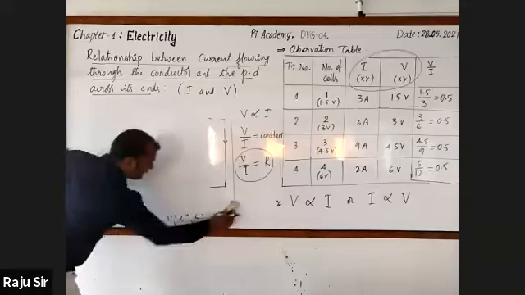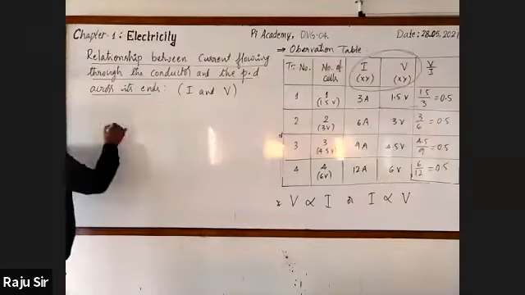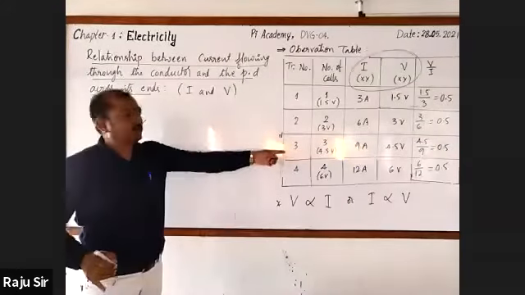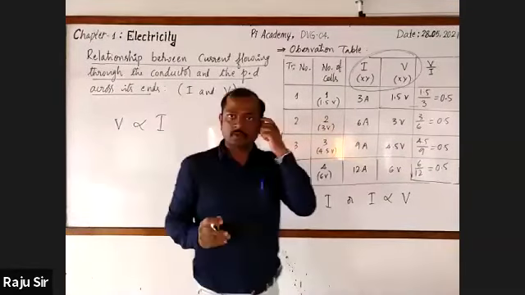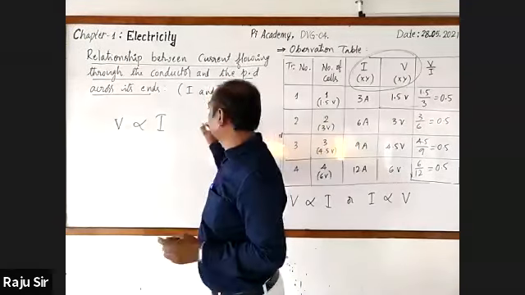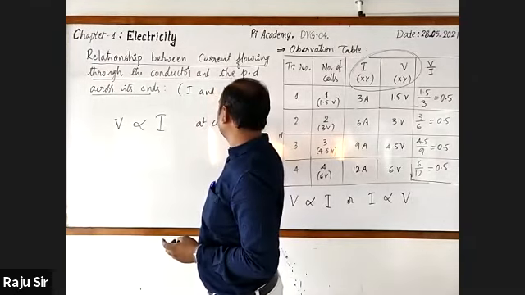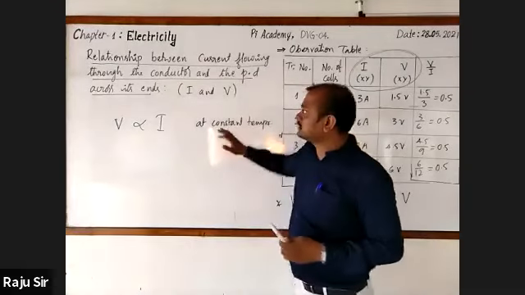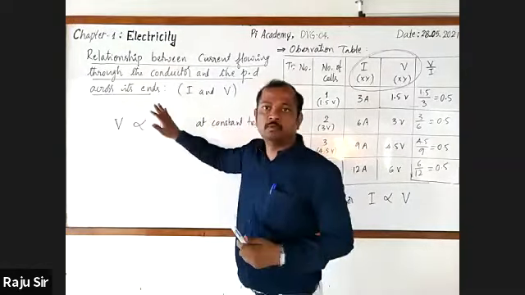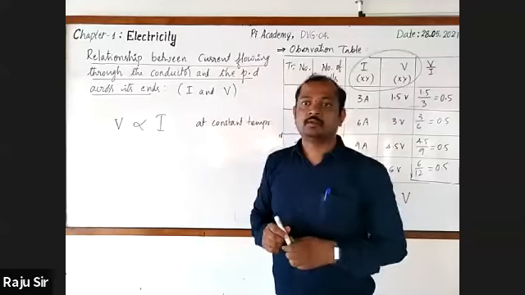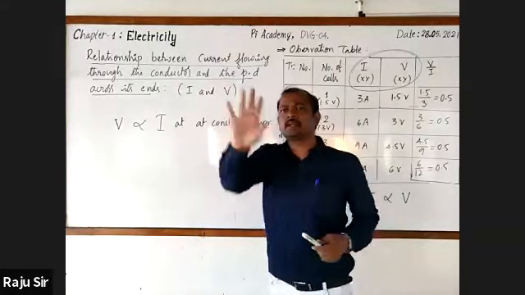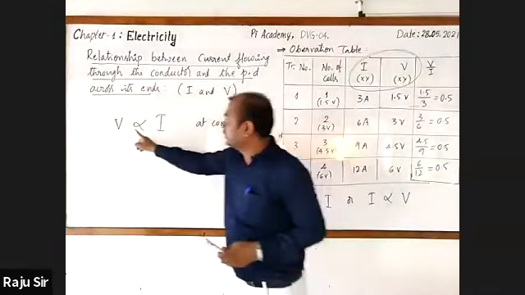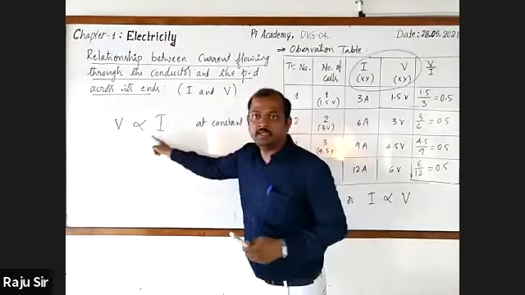Now observe here. From this activity we have come to know that the potential difference across the ends of a conductor is directly proportional to the current flowing through the conductor, provided the physical quantities remain the same, like temperature should be the same, at constant temperature. This relationship was given by George Simon Ohm and we call this relationship Ohm's law. The statement of Ohm's law is very simple, only this much is enough. In any conductor at constant temperature, the potential difference between the ends of a conductor is directly proportional to the current flowing through that conductor. This is the statement of Ohm's law.